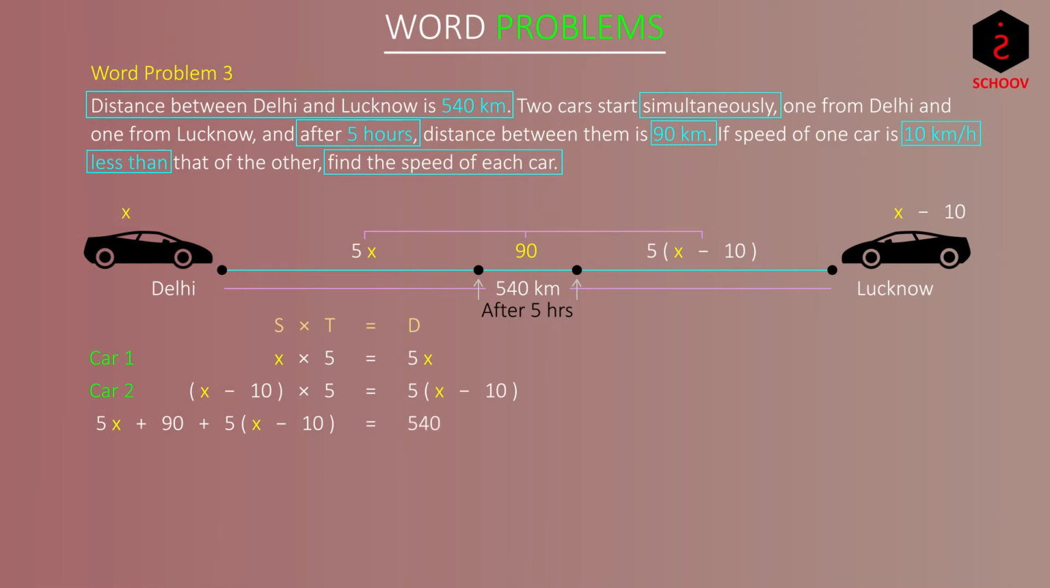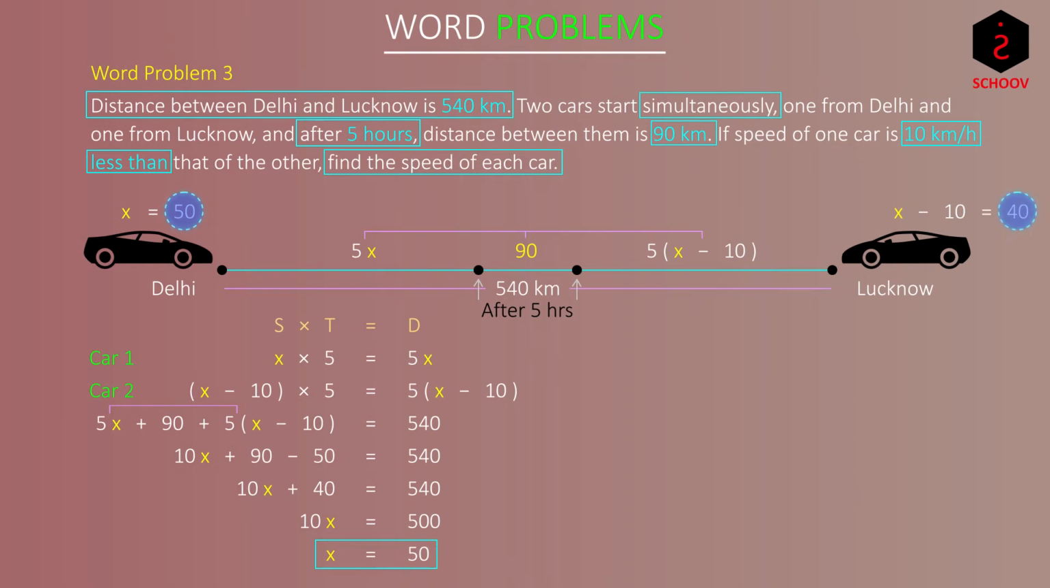Now simply solve it. Add 5x, 5x. So LHS becomes 10x plus 90 minus 50. And RHS is 540. Or 10x plus 40 is equal to 540. Take 40 to the right. So 10x is equal to 500. x is equal to 50. Now cross-check. So in the figure, speed of car 1 is 50 and car 2 is x minus 10, 40.